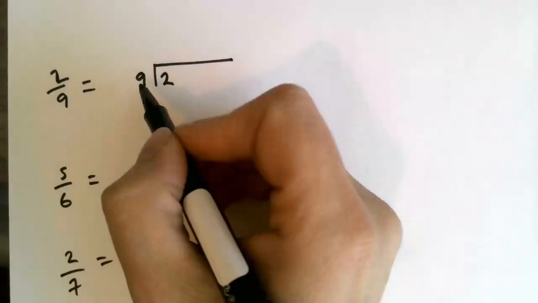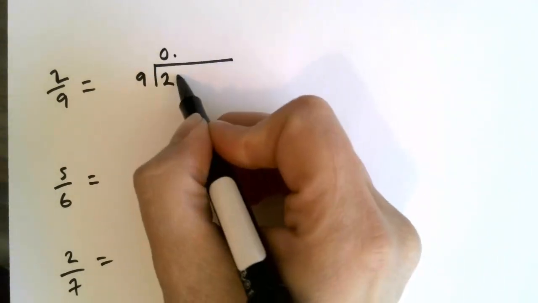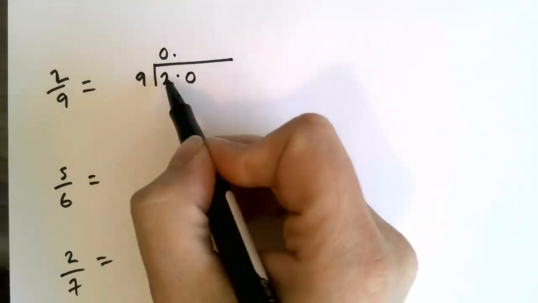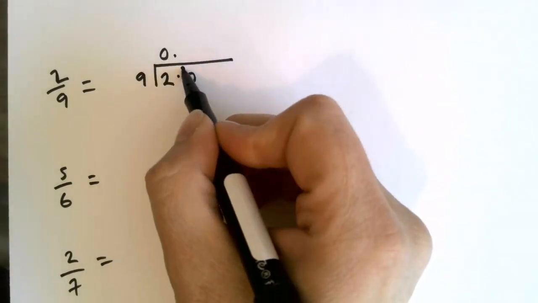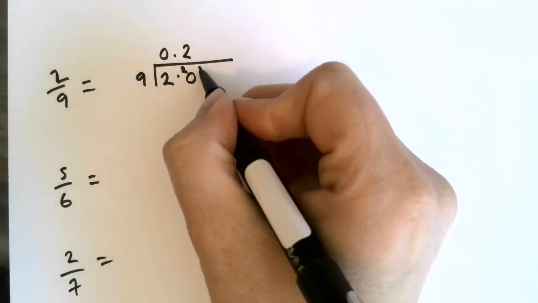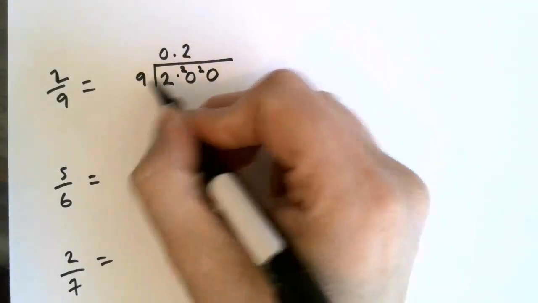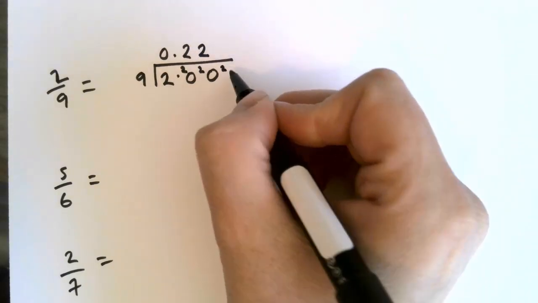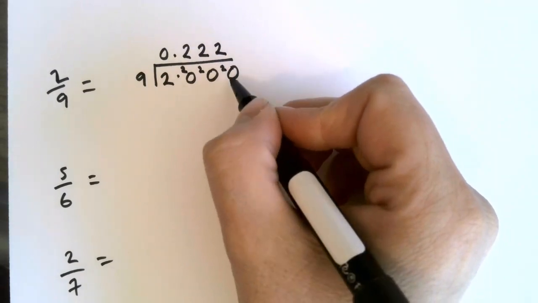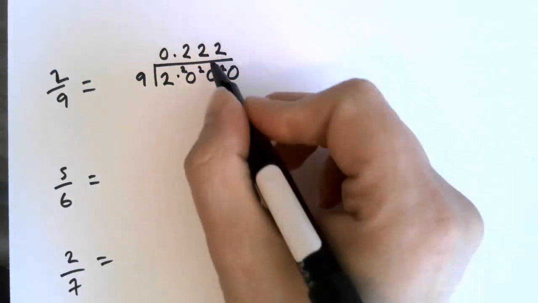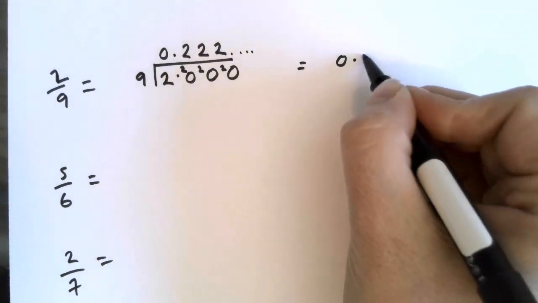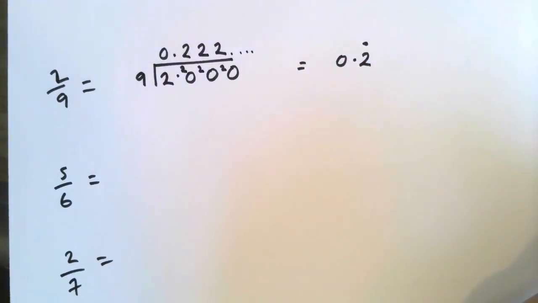Alright, so 9 doesn't go into 2. Add on our decimals and add on a 0 after the decimal. So 9 into 2 goes 0 times remainder 2. 9 into 20 goes 2 times remainder 2. Add on your 0, 9 into 20 goes 2 times remainder 2. And about now, you've probably realised this is always going to keep giving me a remainder of 2. So this is just going to go on and on and on forever. So that means I could write that as 0.2 with a dot above it.